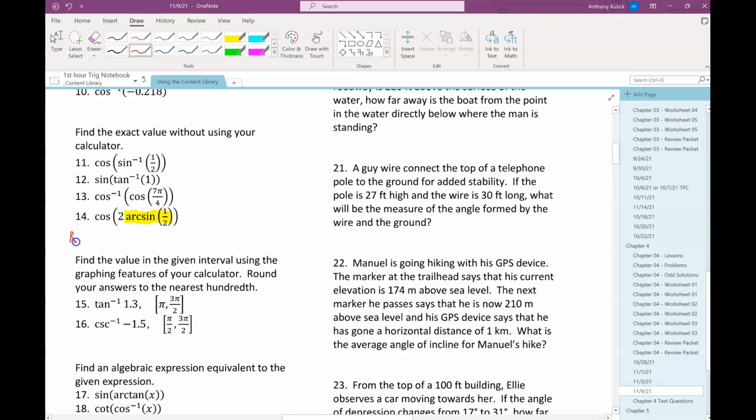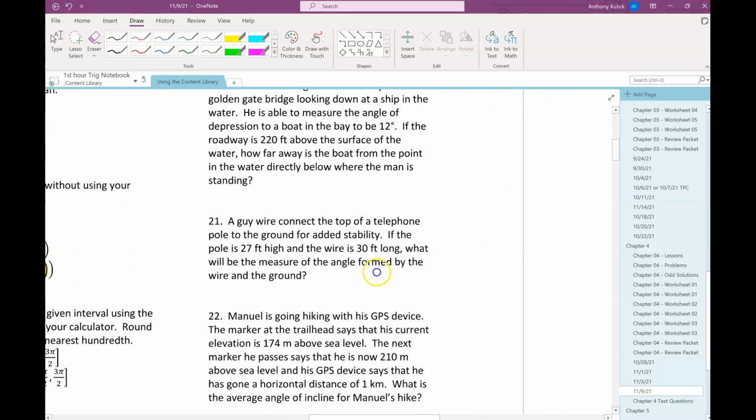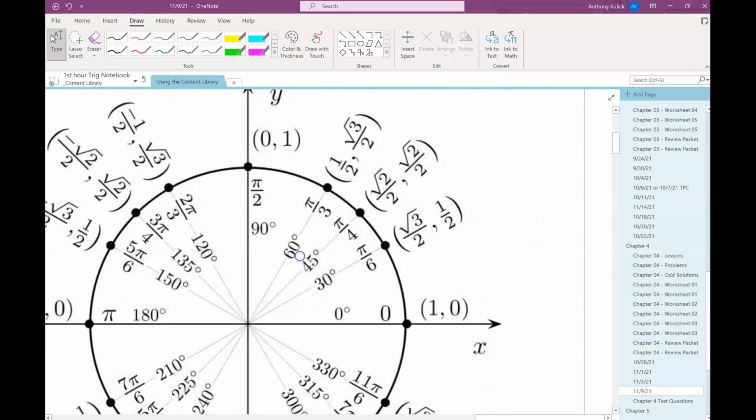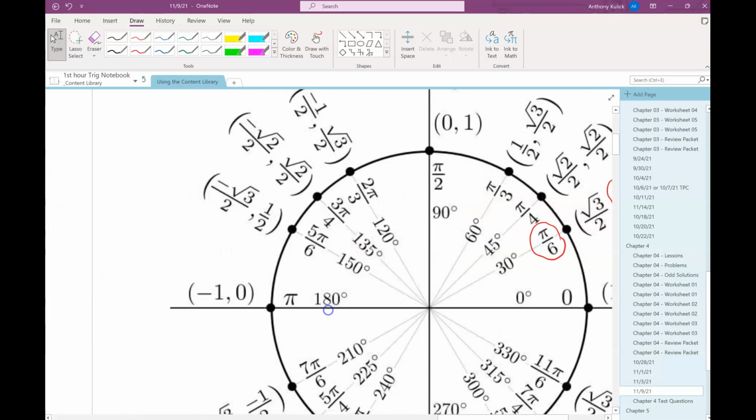Remember that the range for arc sine is negative pi over 2 to positive pi over 2, or really quadrants 1 and 4. Now, of those two quadrants, I know sine is positive in quadrant 1. So I'm going to go to quadrant 1, locate where the y-coordinate is 1/2. That's pi over 6. So far, so good? Yeah. Okay.